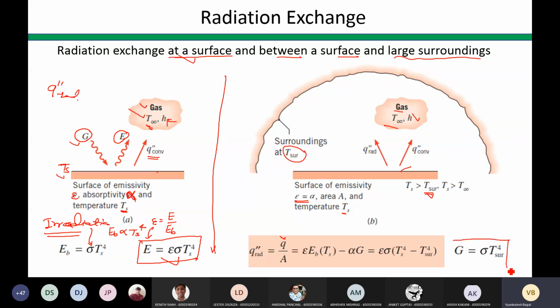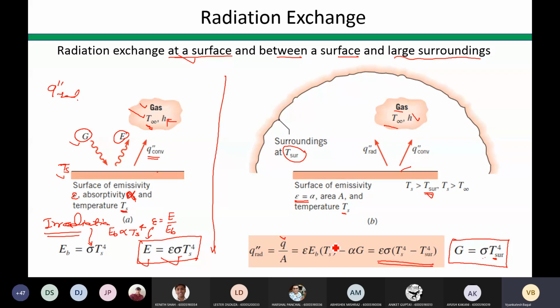And how do you find the irradiation? Write down this formula. Irradiation G is given as sigma times T surrounding raised to 4. See the difference: this temperature is not Ts, it is the temperature of the surrounding to the power 4. So G is given by sigma T surrounding raised to 4, whereas the emissive power E is given as epsilon sigma Ts raised to 4. And then you will get this formula. So q double dot radiation is epsilon sigma times Ts raised to 4 minus T surrounding raised to 4.